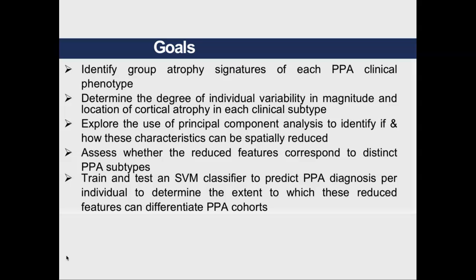Broadly, the goals of this study are to outline the signatures of each of the three PPA subgroups. To do this, we employ two methods. We'll first use univariate methods to validate and further expand upon atrophy characteristics within and across PPA variants. And then secondly, we'll focus on classification, which we perform on data that is reduced via principal component analysis to identify differential regions across the PPA sample.